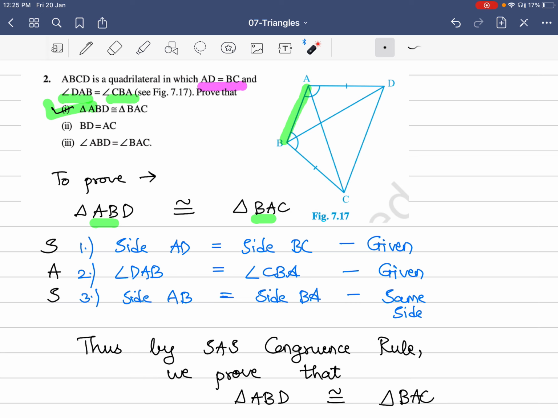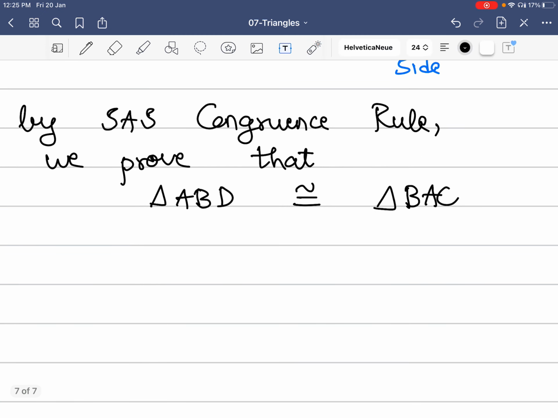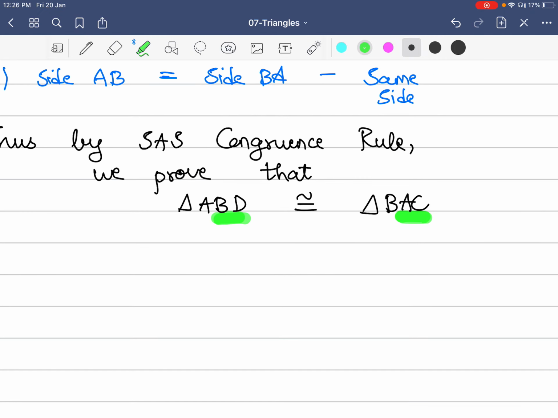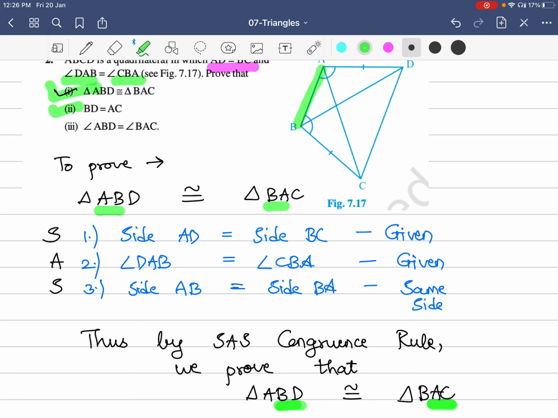Now the second part is prove that BD is equal to AC. Now this is quite straightforward. If you know this order of triangles, ABD and BAC are congruent to each other, so it's quite obvious that BD is equal to AC. Once you prove that the two triangles are congruent to each other, all the three sides and all the three angles are equal to each other. So from this you can say that BD is equal to AC. So this second part is also done.